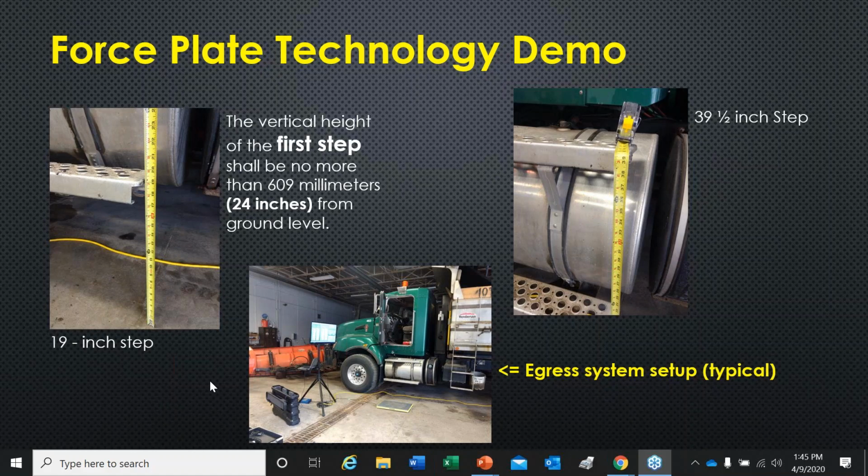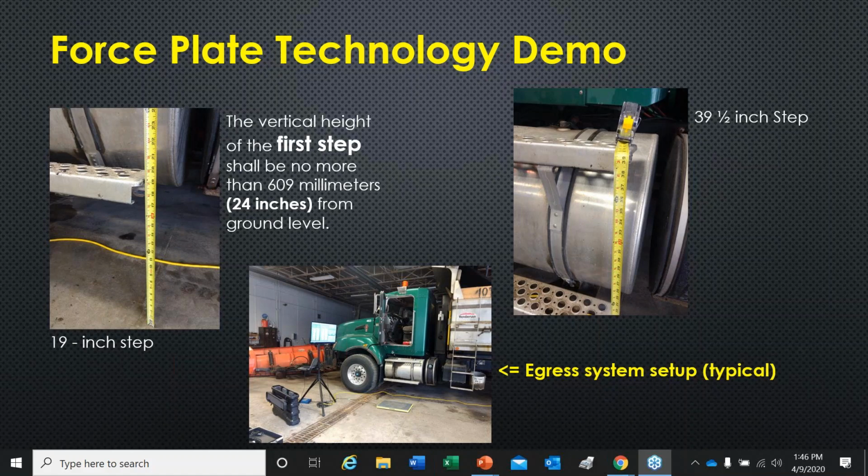The picture on the left is a truck. I think it's a 6-wheeler, and the step is a 19-inch step. Where you can use this force plate technology is in the entry and exit from these types of large trucks. In the middle picture, we've got an open door on the truck, and you've got your steps on the truck at 19 inches and 39.5 inches on this specific truck.